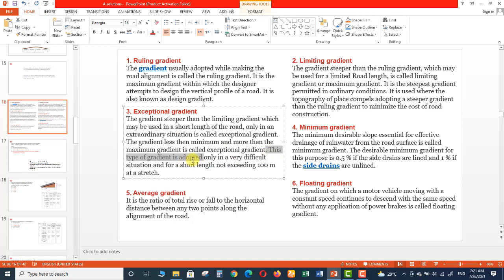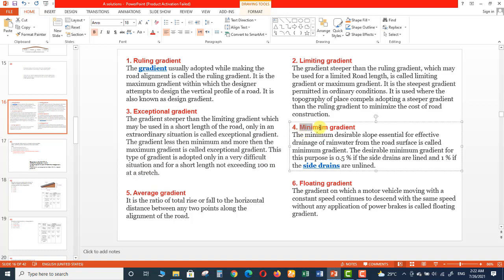This type of gradient is adopted only in a very different situation and for a short length, not exceeding 100 meter at a stretch. So again, limiting gradient and exceptional gradient are both used for short lengths. For exceptional gradient, they have given the exact length: not exceeding 100 meter at a stretch.